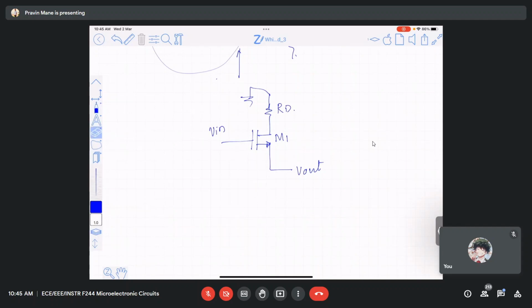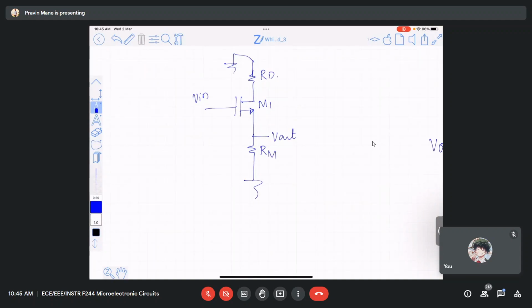But what is the way to do it? I will connect some dummy resistance here. This is the output voltage. I will call this resistance RM. Now, can you tell me the gain equation? How can the equivalent voltage be found here? What is the gain for this? It's a source follower, right? What is the formula for calculating gain? It is RS out divided by RS plus 1 by GM.